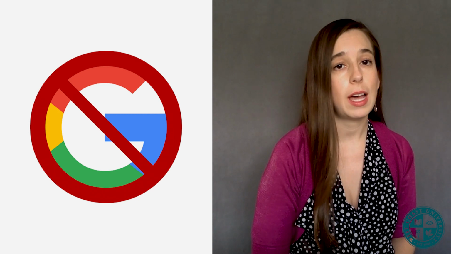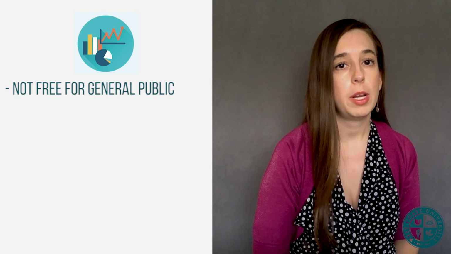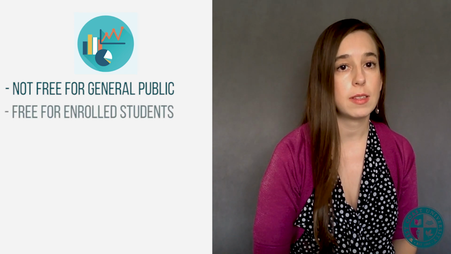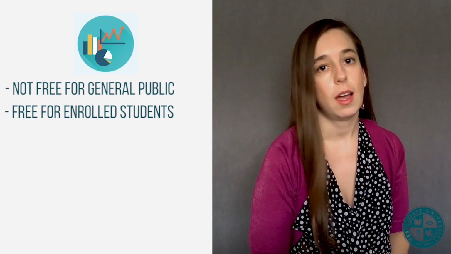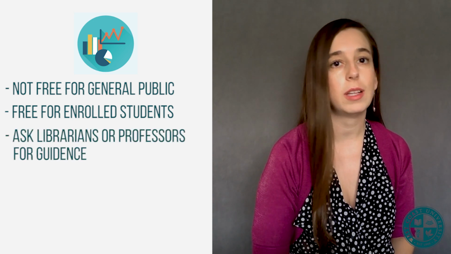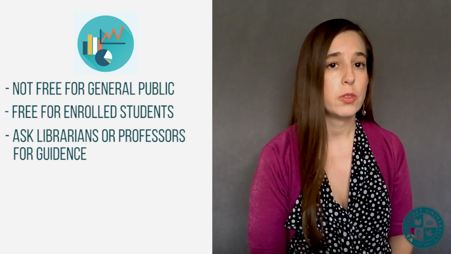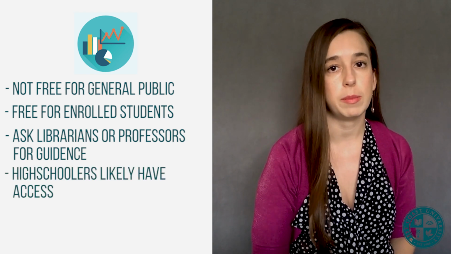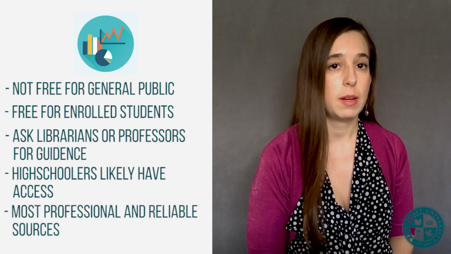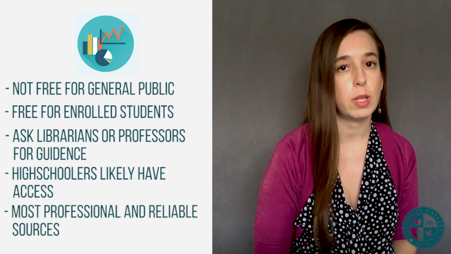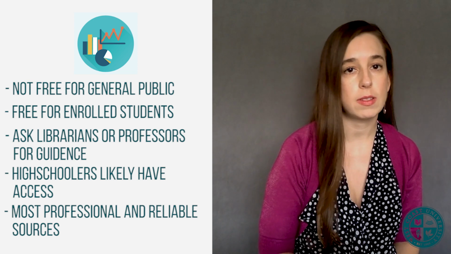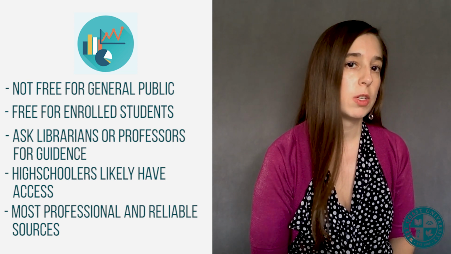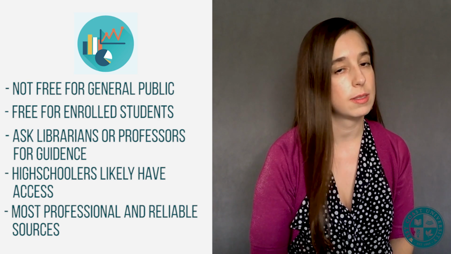The most academic and reliable sources you can find are not easy to access with a Google search. You'll want to access the library databases. These are usually not free for the general public, but if you're enrolled in college, you do have free access to these online library databases. Ask your librarian or your professors, they'll be glad to guide you to them. In fact, even as a high school student, you likely have access to some library databases. The sources found in these databases tend to be the most professional and most reliable because they're subjected to a process called peer review, which we'll talk about in much more detail in a later video of this series.